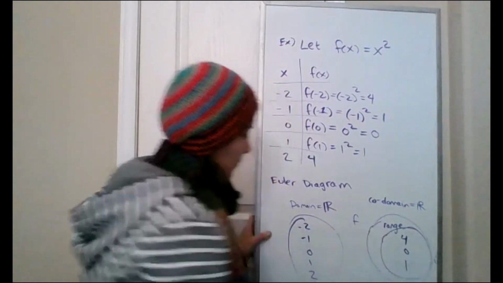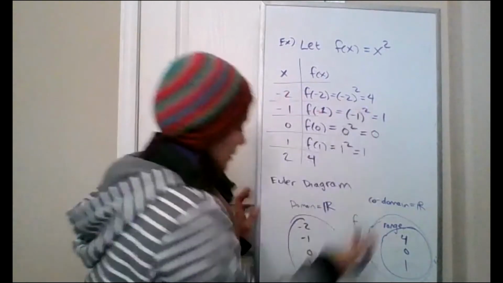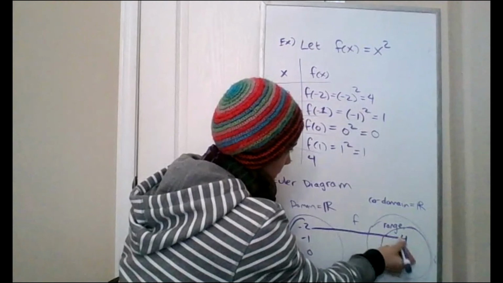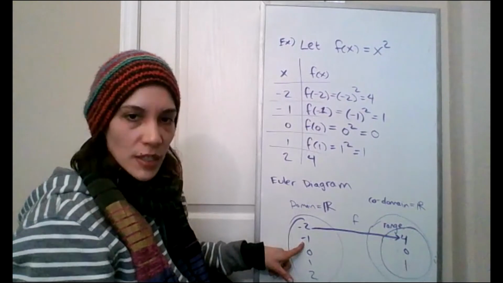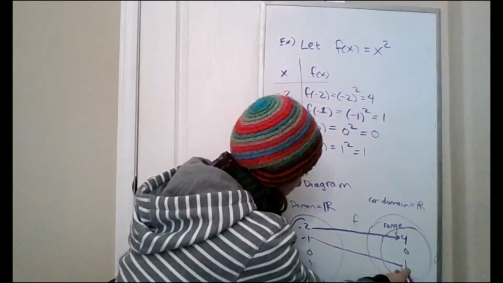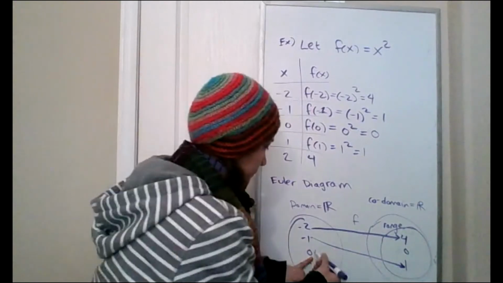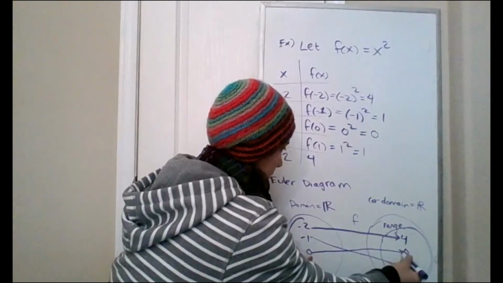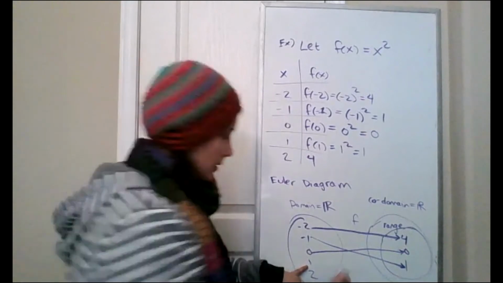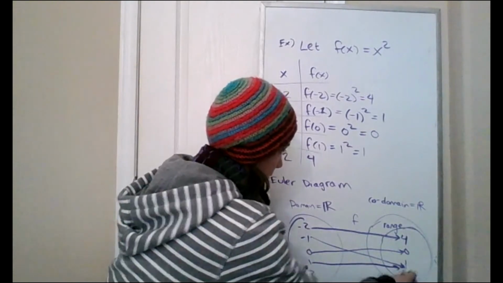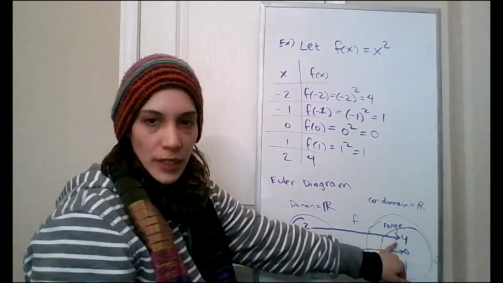f takes -2 to 4. f sends -1 to +1. 0 goes to 0. 1 maps to 1. And then f takes 2 as an input, and its output is 4.